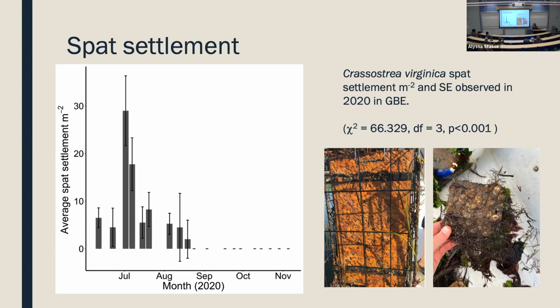Settlement, though, was not great, and that is because a lot of tunicates were on all of the tiles. So as you can see on the left, the tile is completely covered in tunicates, and there were no areas for the spat to settle.